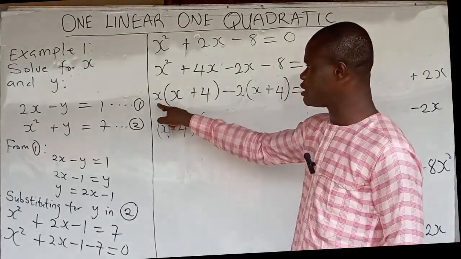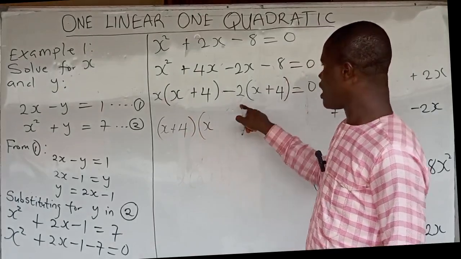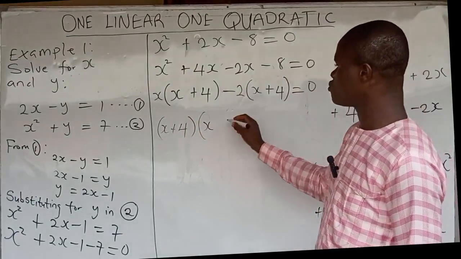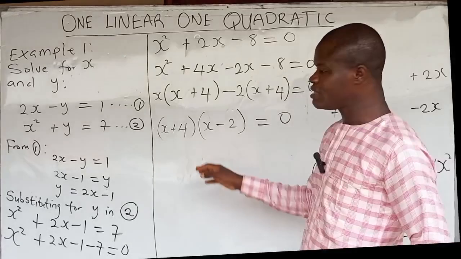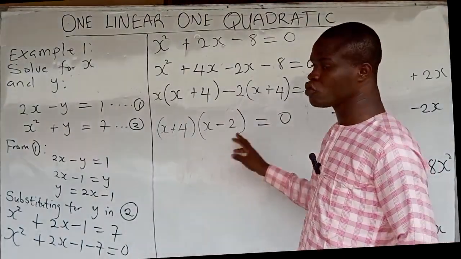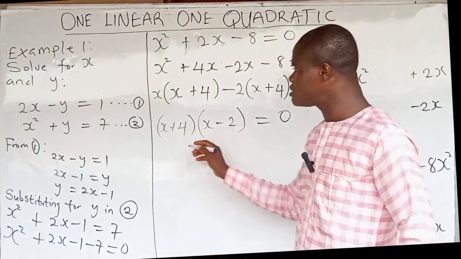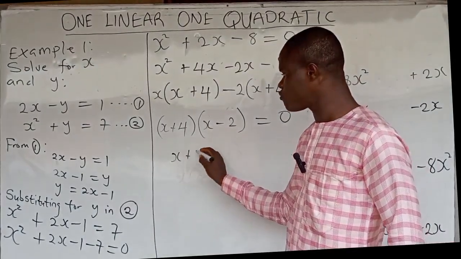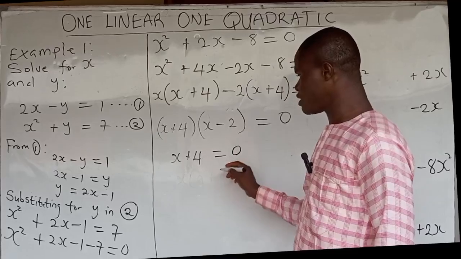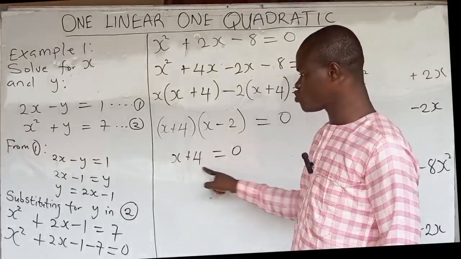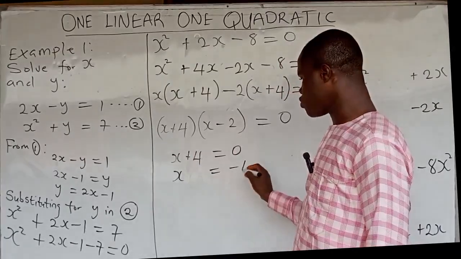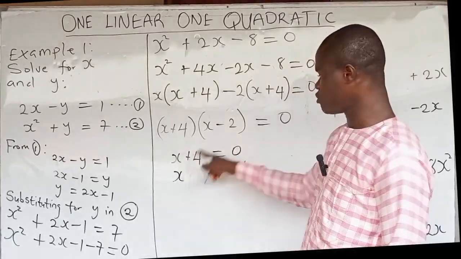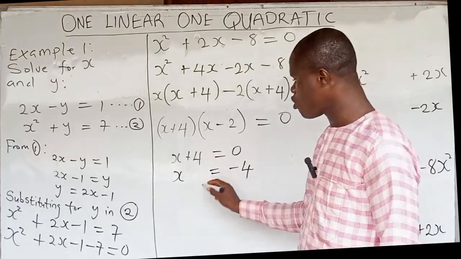So what remains here is what? x. And what remains here is what? Minus 2. So this is equal to 0. The next thing to do, for two products to be equal to 0, it means that either x plus 4 is equal to 0. And if this is true, then x will be equal to minus 4. This is plus 4. If it crosses here, it becomes minus 4.